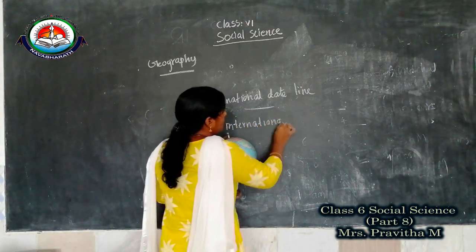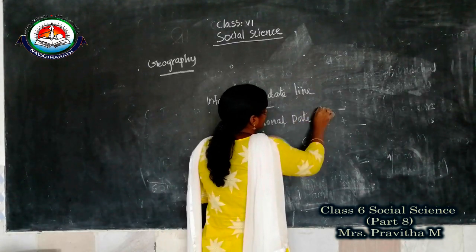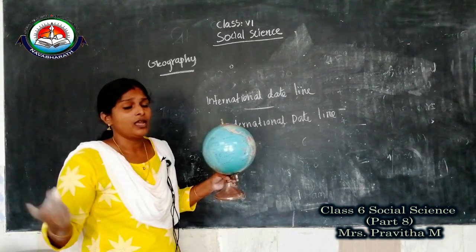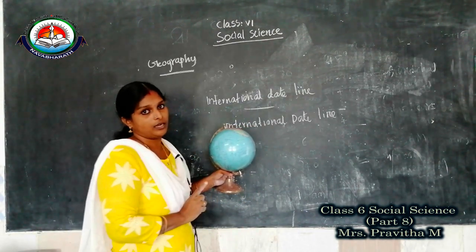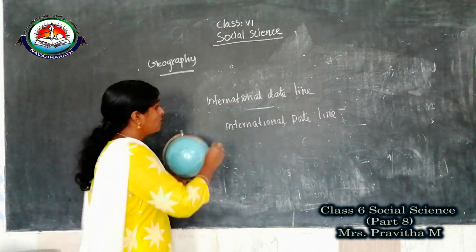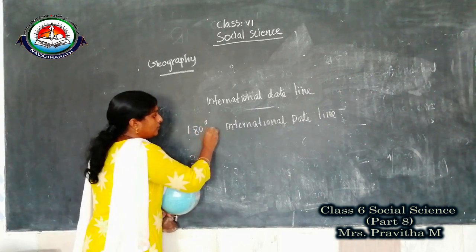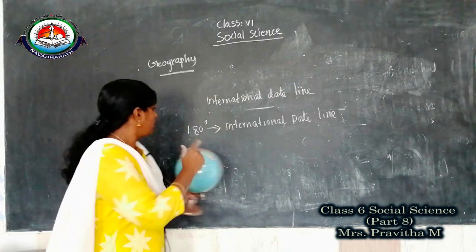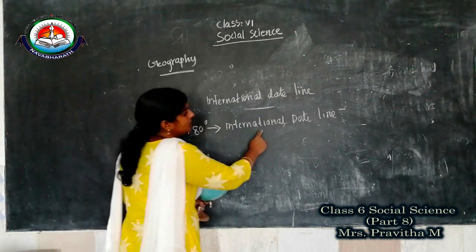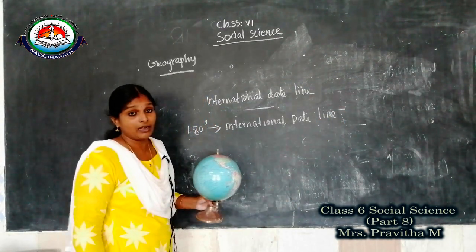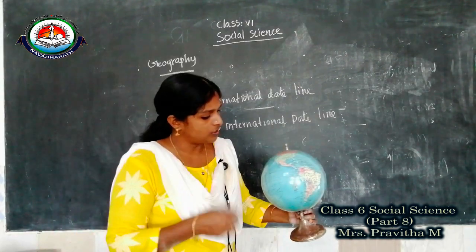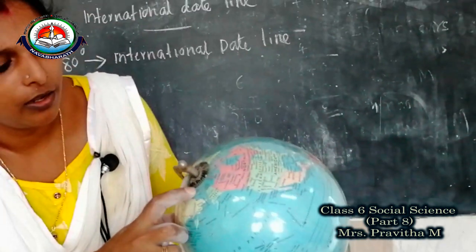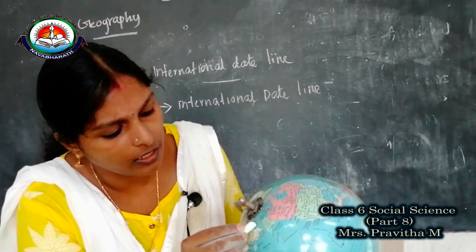International dateline. So don't be confused. Many latitudes we discussed, but about 2 longitudes only we are telling: 0 degree longitude and 180 degree longitude. 0 degree longitude is known as prime meridian or Greenwich line. 180 degree longitude is known as international dateline. I will show you children in the globe which is the international dateline.